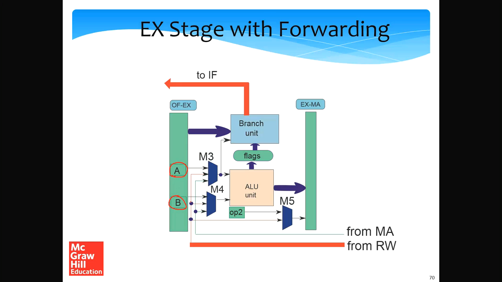Now what we do is that we introduce two additional multiplexers M3 and M4, which are forwarding multiplexers. The forwarding multiplexers choose between the values A and B and the forwarded inputs that come from the RW stage and the MA stage, right? So one forwarding input comes from the MA stage and one comes from the RW stage. So both of them are sent to these three input multiplexers, M3 and M4.